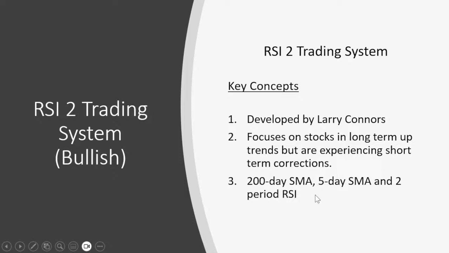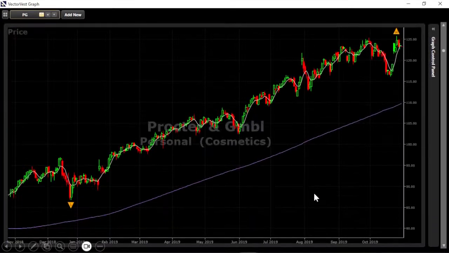Let me show you how this strategy works. Here we're looking at Procter & Gamble. Now the time frame here is from November of 18 to November of 19. Don't worry why I went back so far. I'll explain why I went back so far in a little bit. I want to teach you the system, right?